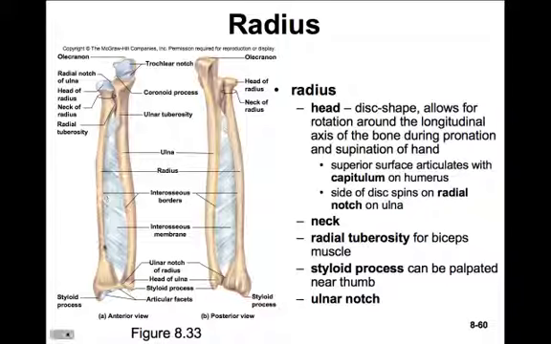As we move down to the other end of the radius, we'll see the styloid process. You can feel the styloid process as the bump right near the base of your thumb. We'll also see an ulnar notch right in the side of the radius at this distal end. That's where the ulnar will sit and articulate with the radius at this distal end.